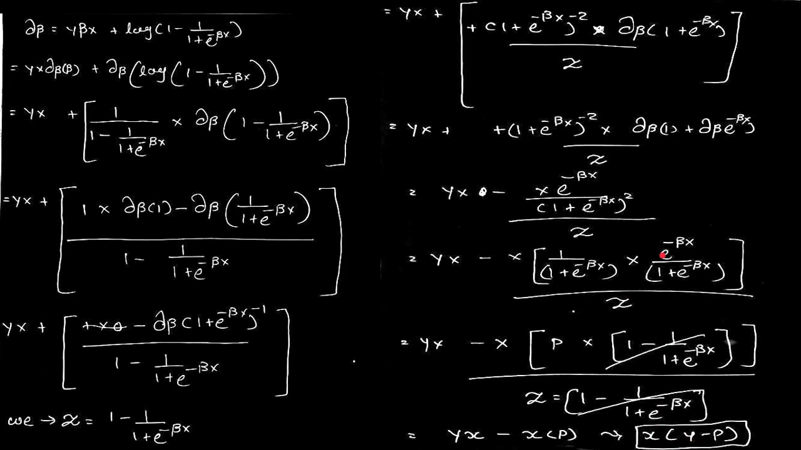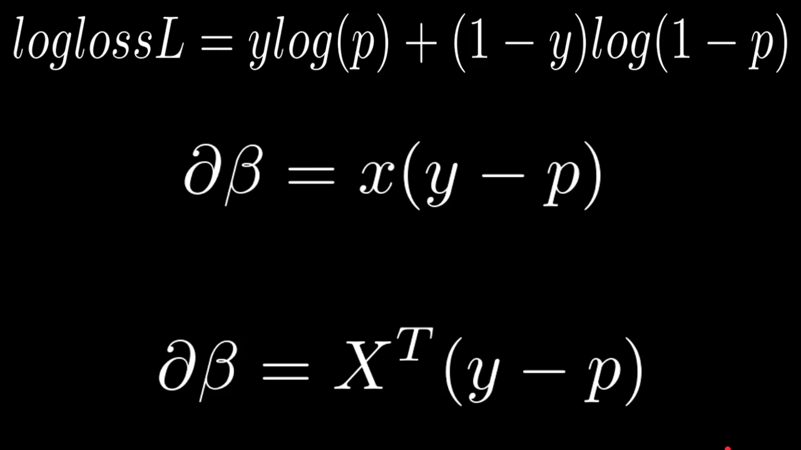But you can see it, let's say we multiply by 1 plus e raised to minus beta x, right? If you multiply it with the 1, we can have a similar denominator. Okay, so what you get is 1 plus e raised to minus beta x minus 1 divided by 1 plus e raised to minus beta x. So plus 1 minus 1 removes and you end up with e raised to minus beta x divided by 1 plus e raised to minus beta x, right? So we can say that, and we can just remove this z. So what we end up with is yx minus xp, which is x times y minus p.